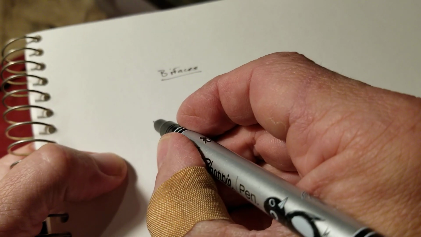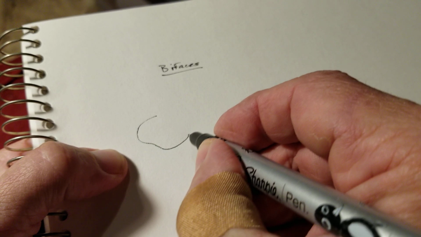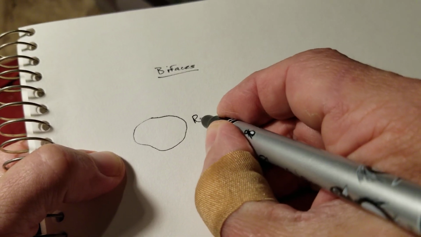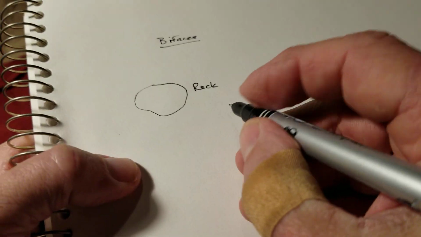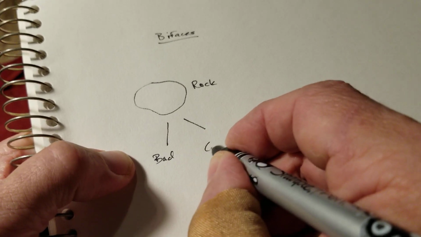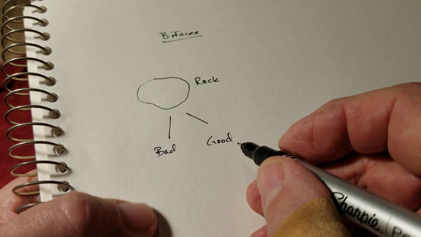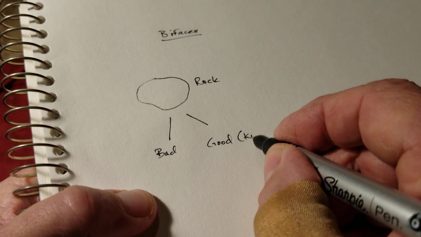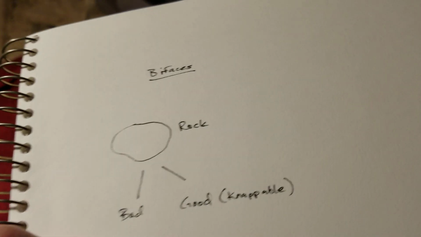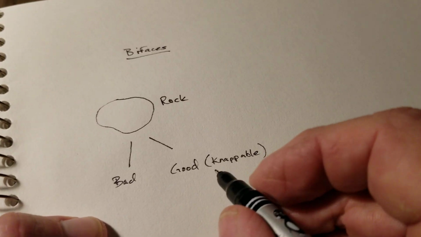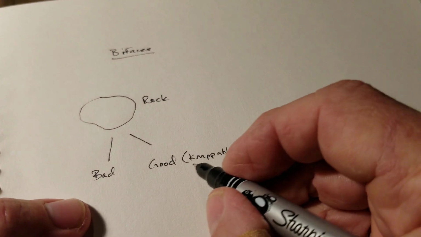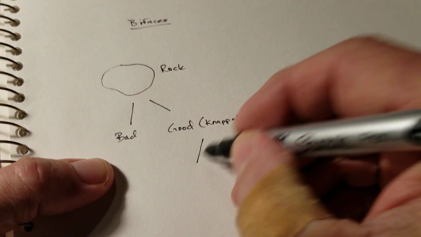Okay, so let's just start from the beginning. We have a rock. Now rocks, bad and good. Very simple. Good is knappable, and for us flint knappers, bad is anything that we can't knap. So those are bad rocks. Good, knappable.